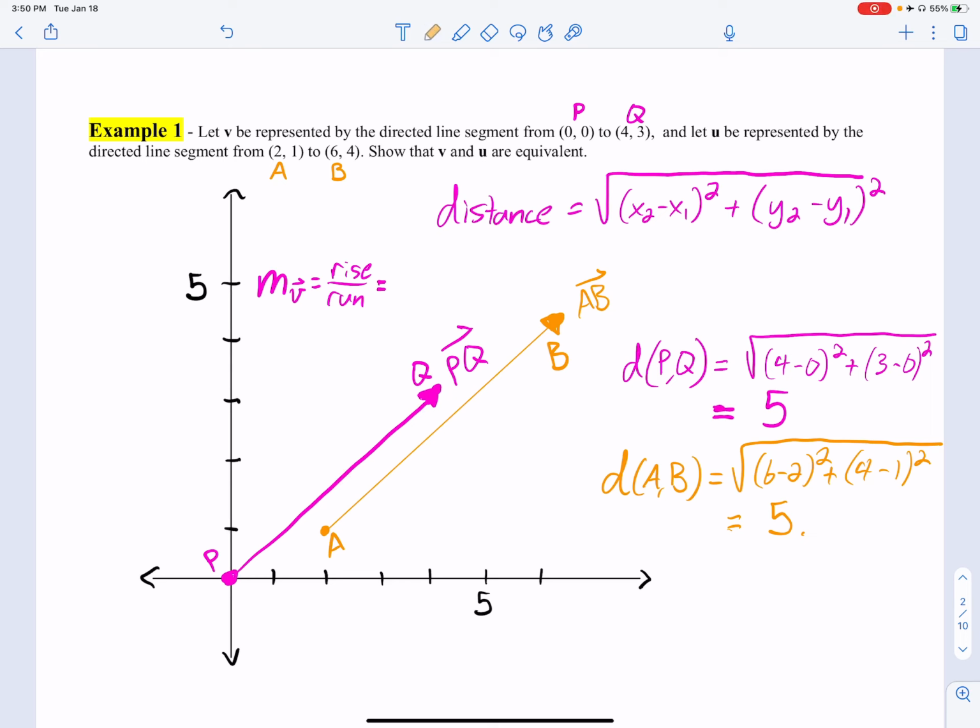The slope of the pink line, we find with rise over run. I know that from P to Q, it went up 3, and it went over 4. So the slope of the pink line is 3 over 4. I need to find the slope of the orange line here. So m of, what do we call that one? We called it u, vector u. That's just a subscript. Don't let that throw you off. I'm just saying the slope of given vector u. So if I look at from A to B, we went up 3 and we went over 4. So they have the same slope.